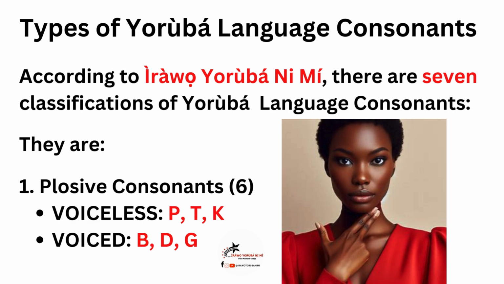Now try to pronounce the voiced consonants. B, D, G. You will feel vibrations on your throat. This is because these consonants are voiced consonants.